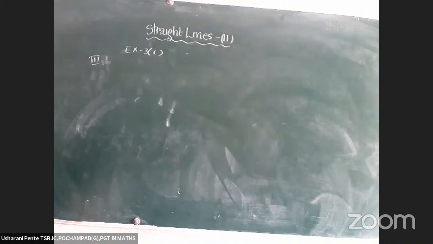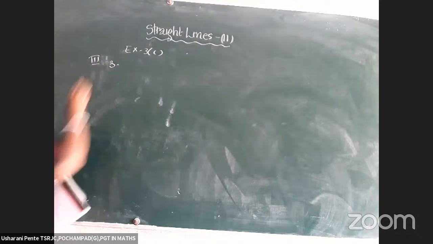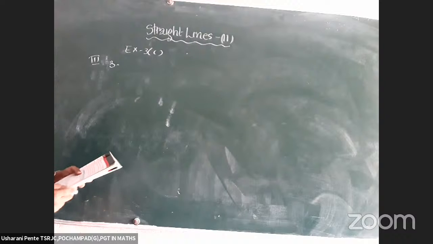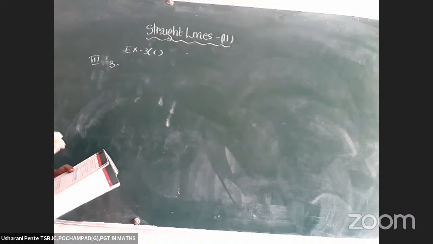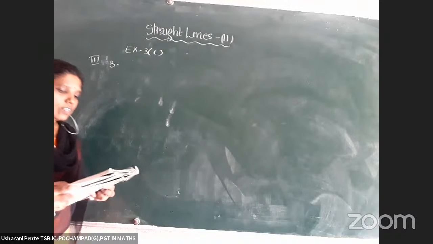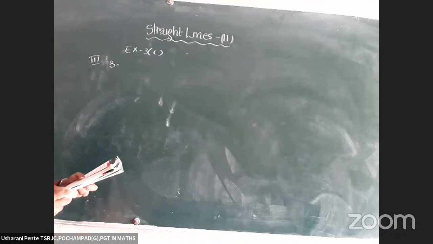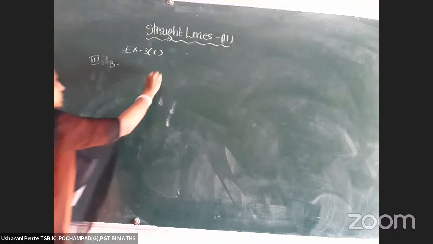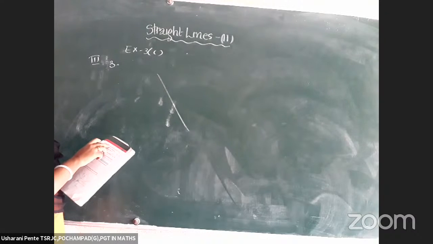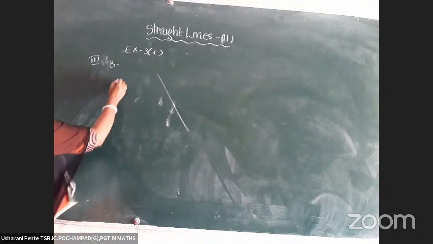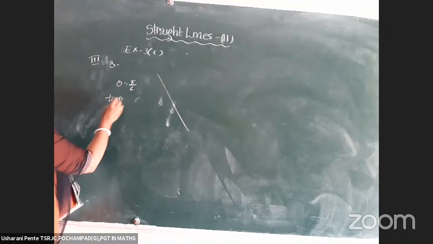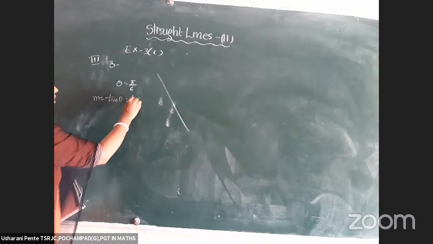Third one: a straight line through the point Q is making an angle pi by 6 with the positive direction of x-axis. If the straight line intersects the axis at P, find the distance between them. The straight line is passing through this point and makes an angle theta equal to pi by 6. We can find tan theta, that is the slope value, tan pi by 6.